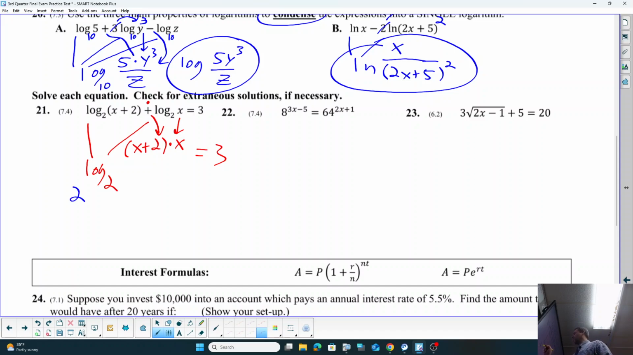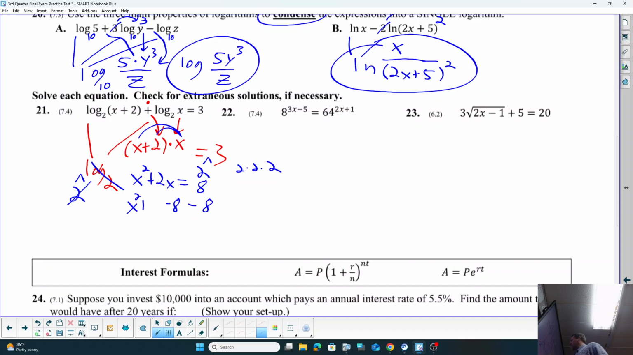You shove a 2 underneath it and raise you up. So that gets rid of the log. We distribute the x through, so we get x squared plus 2x equals 2 to the third power, which is 2 times 2 times 2, which is 8. We minus 8 to the other side.